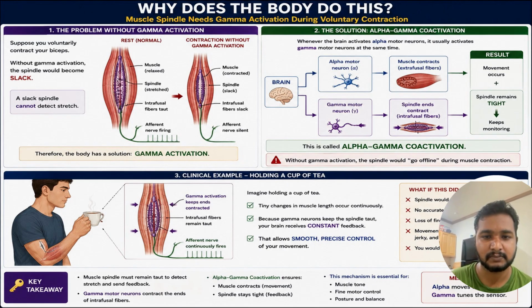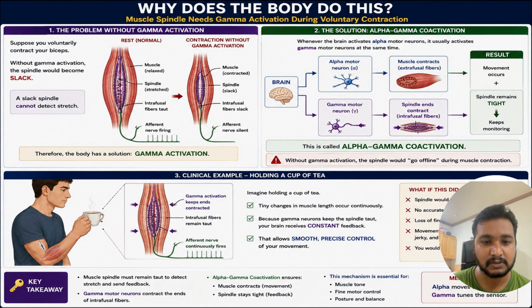At the same time that the brain activates alpha motor neurons, it also activates gamma motor neurons. This is called alpha-gamma coactivation. Gamma motor neurons contract the ends of the intrafusal fibers inside the muscle spindle, keeping the spindle tight and sensitive even while the muscle is shortening.